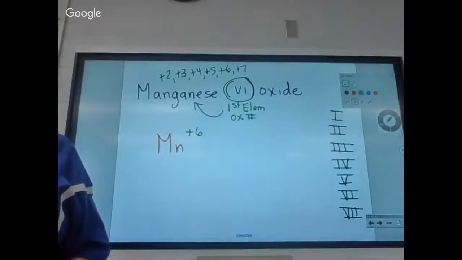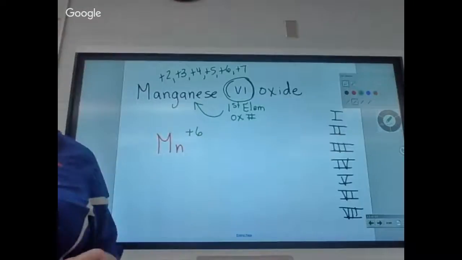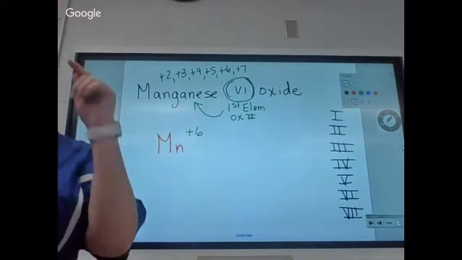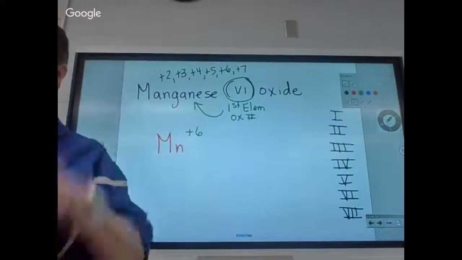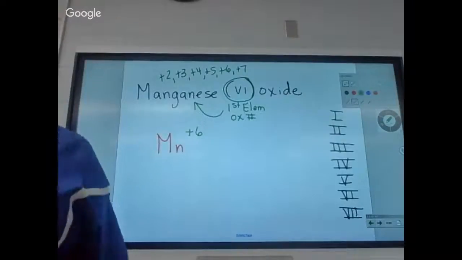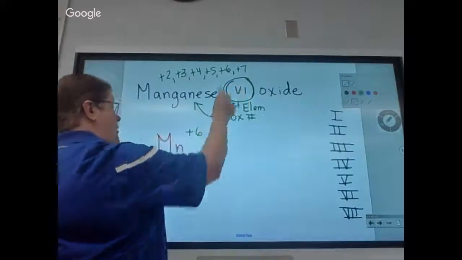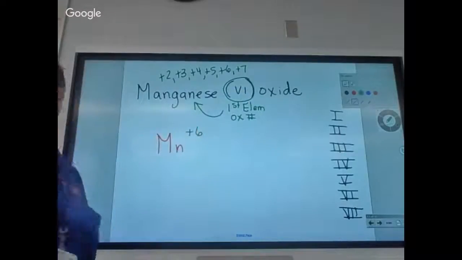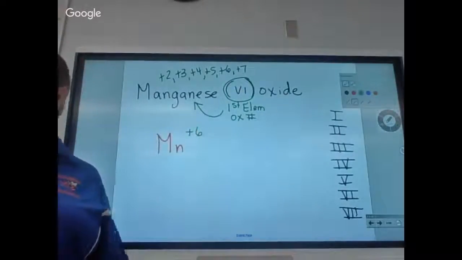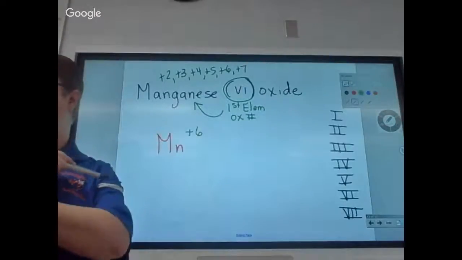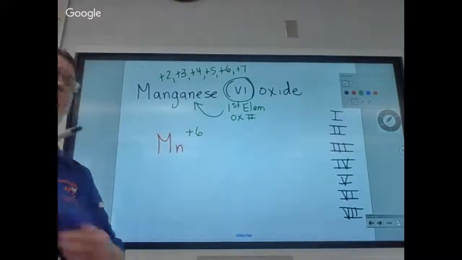So if it was a Roman numeral of the second, then you'd use +2. Whatever Roman number is there is the Roman number you use. So if I'd written Roman number 2, that means I'd have written +2 here. If I had a 4, I'd use +4. Does that help? Yes. Okay.